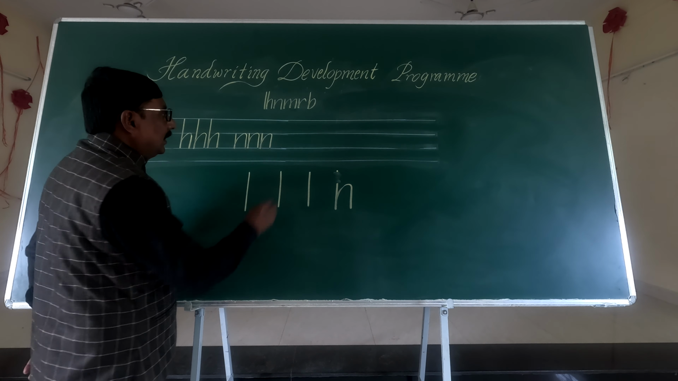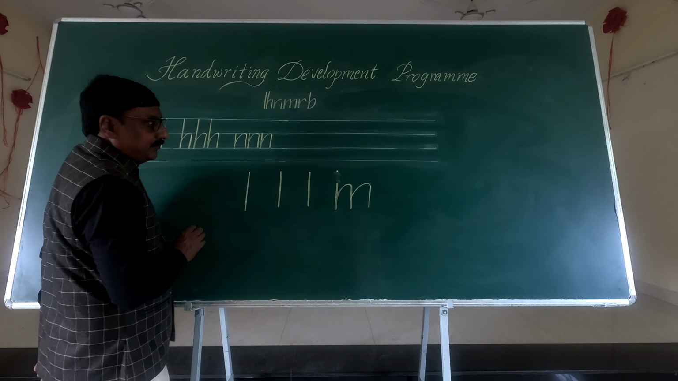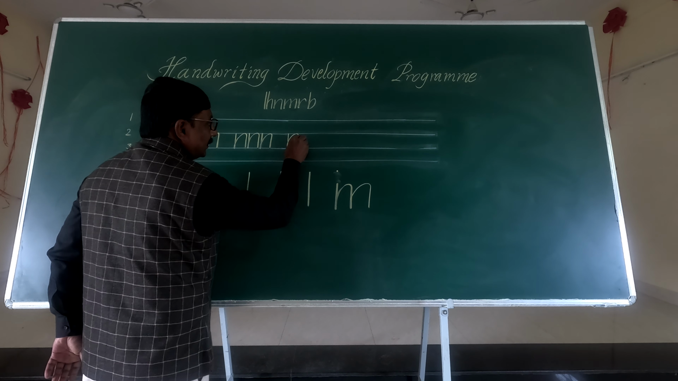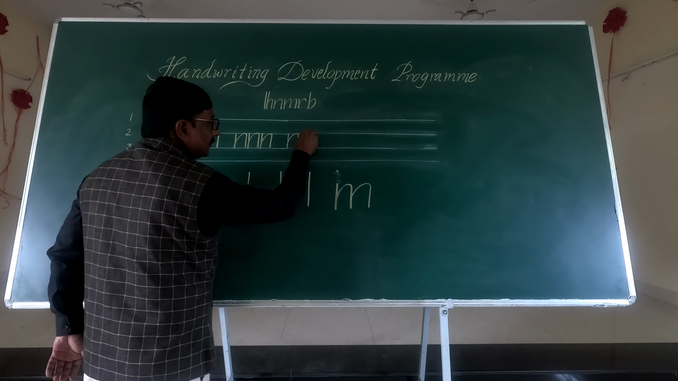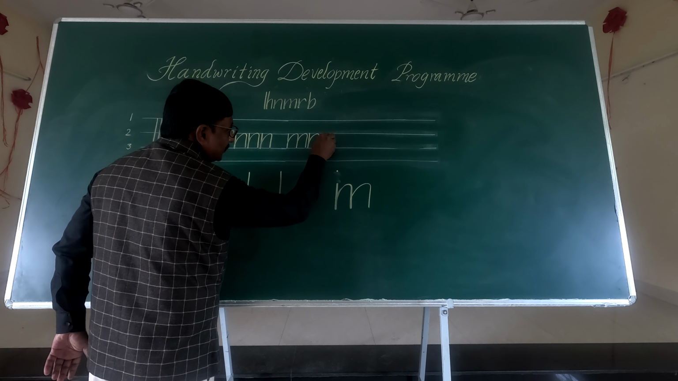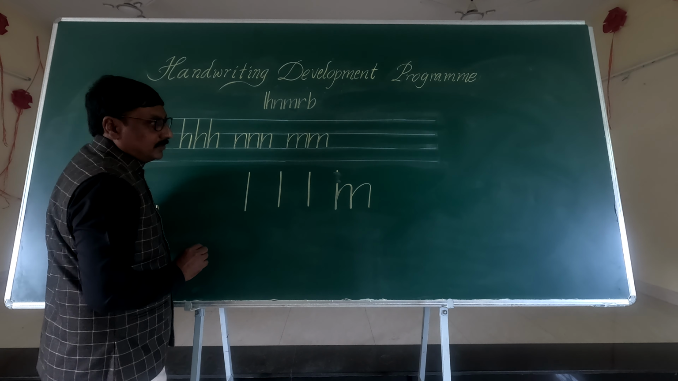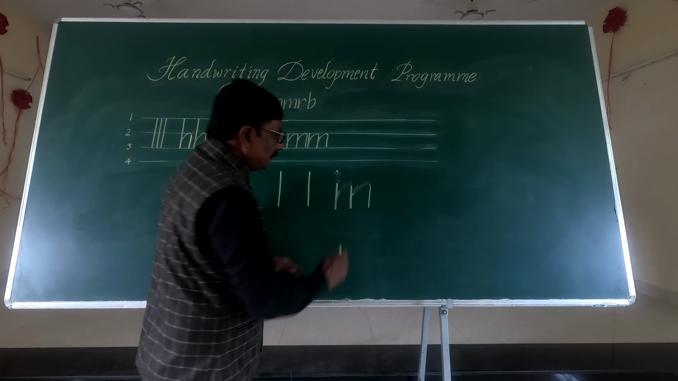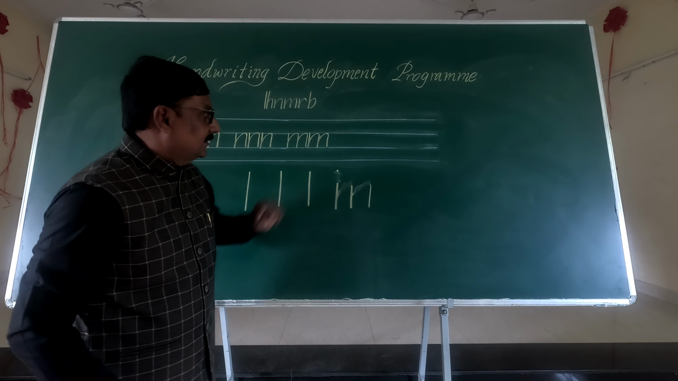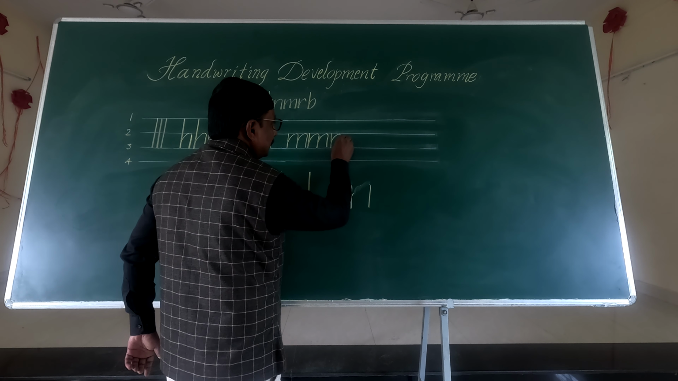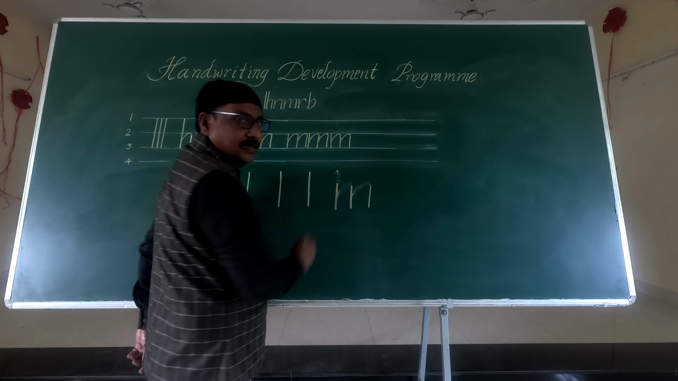And I am giving one more curve here. That is M. Straight line, a curve, straight line, a curve, straight line. M means there are three straight lines, small straight lines here, like this. Okay. 1, 2, 3, like this.